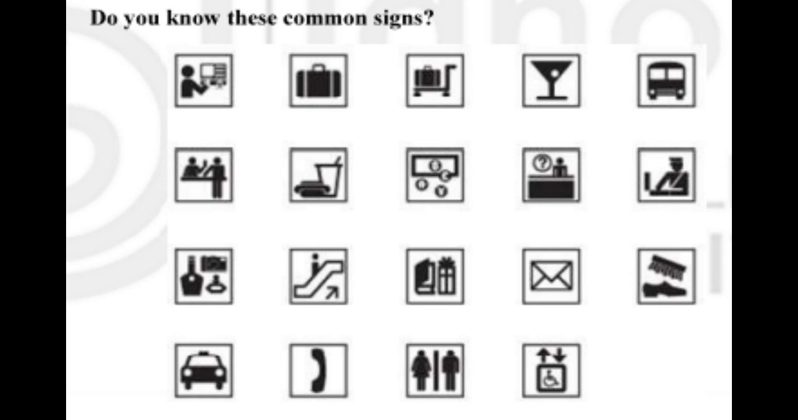Do you know these common signs? Look at the screen. This is a chart of common public symbols. You may not have seen all of them, but you may still be able to make a good guess at what they convey. The key to these symbols is given at the end of the unit.